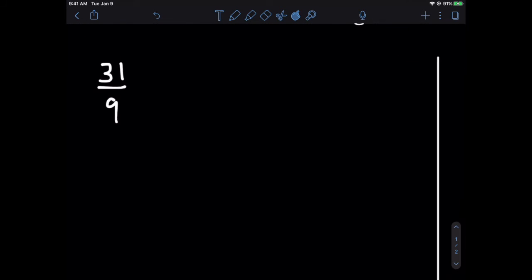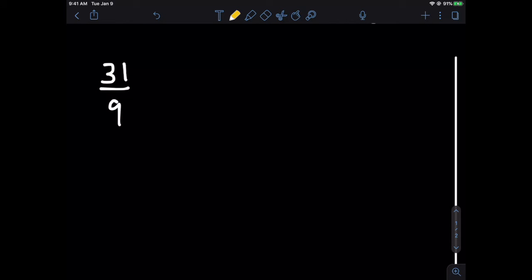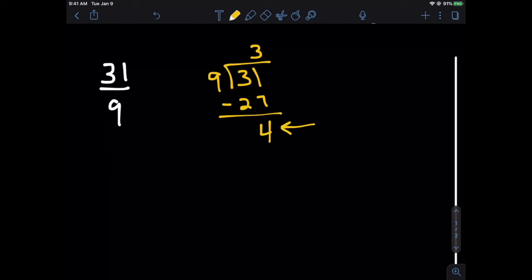But let's go ahead. We're trying to turn these improper fractions into mixed numbers. We do so by dividing the top by the bottom. Real simple here. 9 goes into 31 3 times. 9 times 3 is 27. Take that away. 31 minus 27 is 4. And that is our remainder.